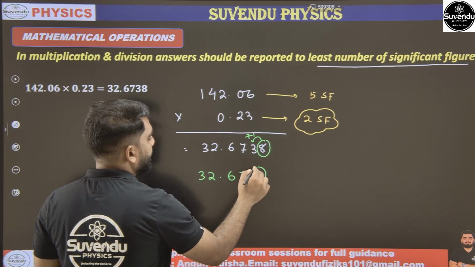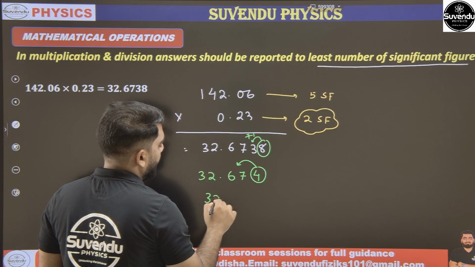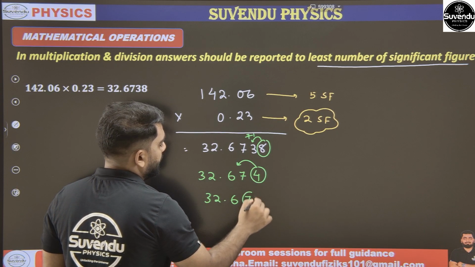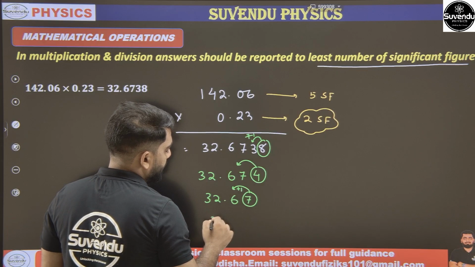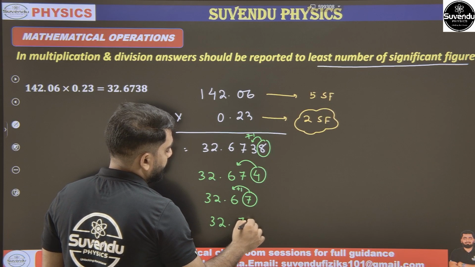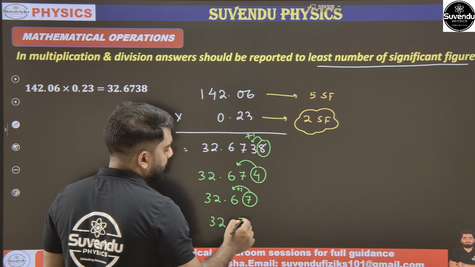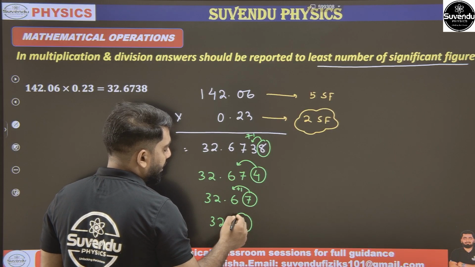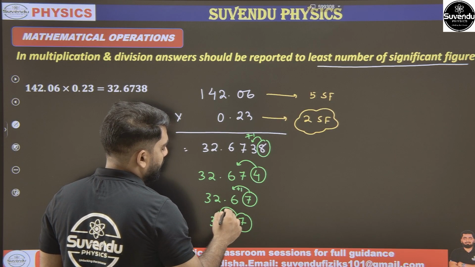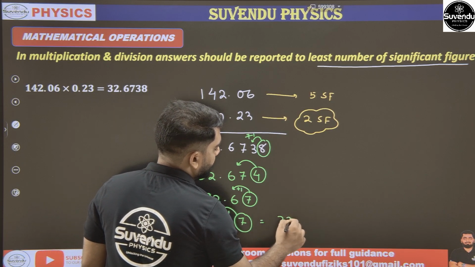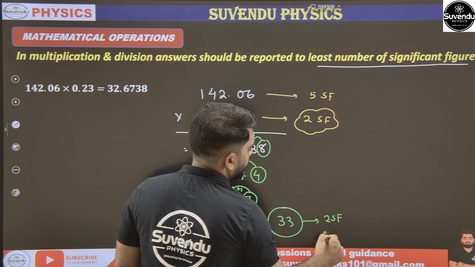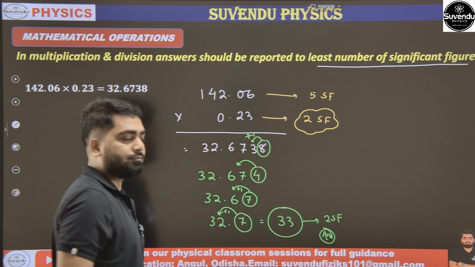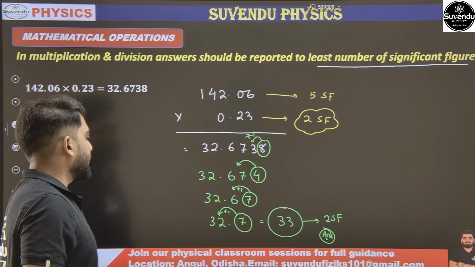So 4 is less than 5, remains unchanged, 32.67. And 7 is greater than 5, preceding digit raised by 1 unit. This will become 32.7. And यहाँ पे देखो 3 significant figures are available. So 7 is greater than 5, preceding digit raised by 1 unit. So the answer will become 33. यहाँ पे 2 significant figures are available. That means this is the answer of our question. I think this question is very clear to all of you.